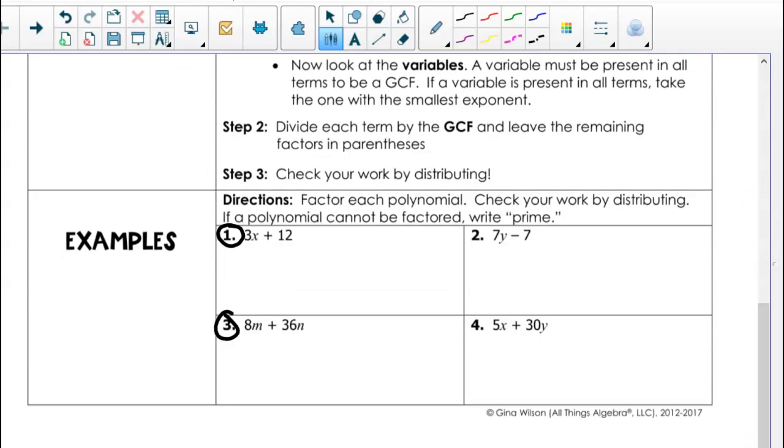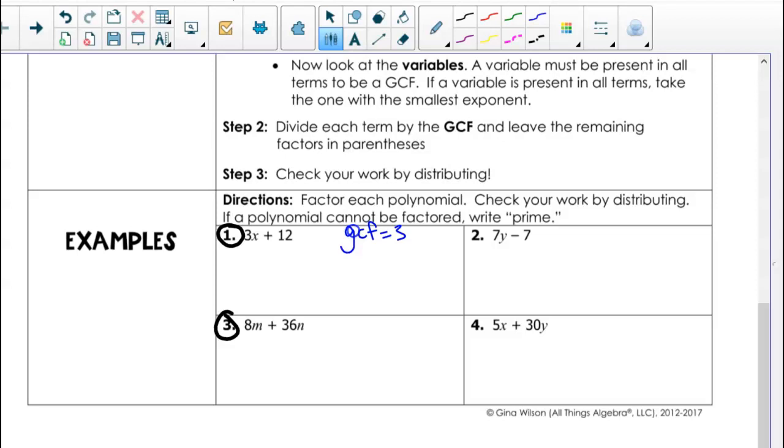For number 1, I'm looking at it, and one trick that you could use is when you're looking for the coefficients, look for the smallest number. That is usually going to be your GCF. I say usually because that's not always the case, so be careful. And we'll get to an example where it's not that way. So I'm going to say that 3 is definitely part of my GCF because I can divide both of these numbers by 3, and that is the highest number I can divide both of these numbers by.